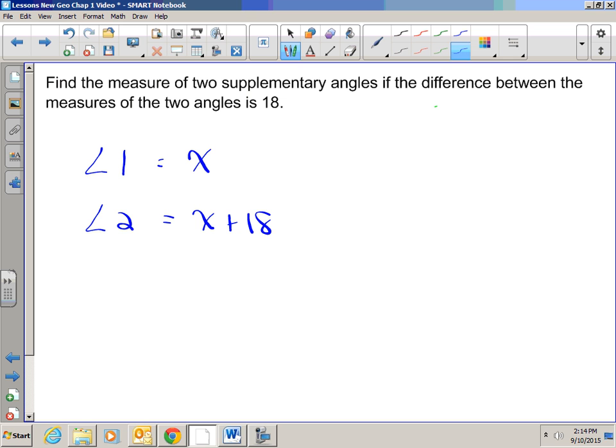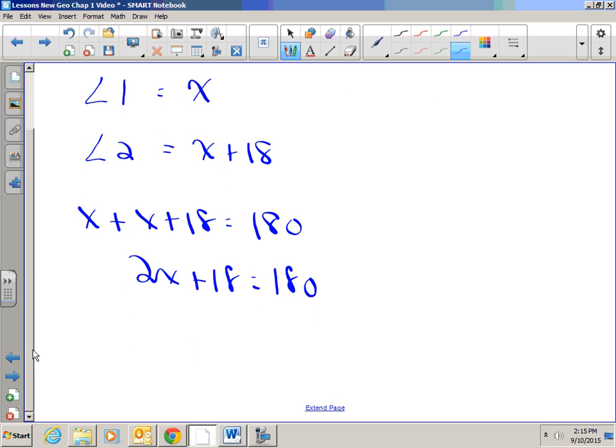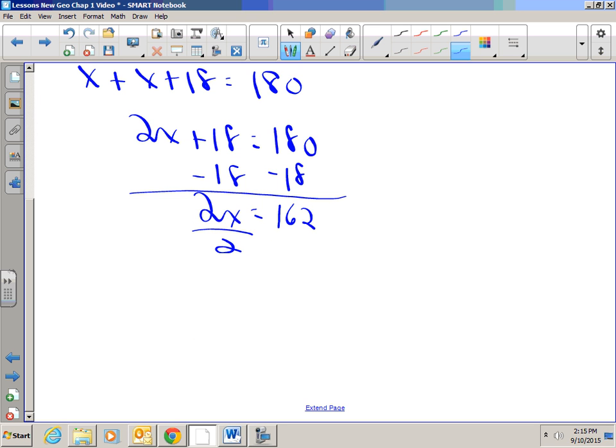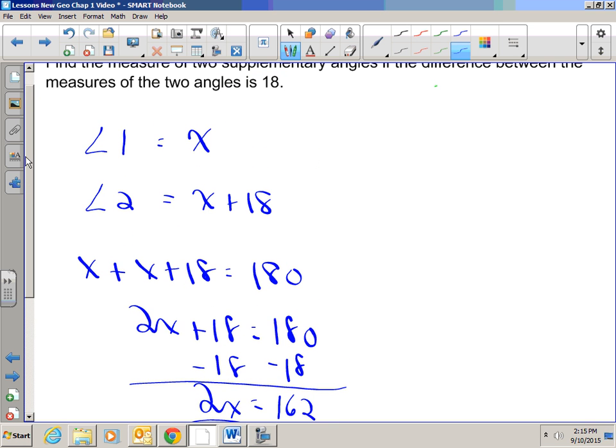Now these two angles are supplementary, so I know that they add up to 180. So therefore, x plus x plus 18 is equal to 180. Now we'll do some algebra. I'm going to do 2x plus 18 is equal to 180. I'm going to subtract the 18. I get 2x is equal to 162. Therefore, when I divide both sides by 2, x is 81. Well, if x is 81, that means that x plus 18 is 99, and sure enough, those two angles add up to 180.